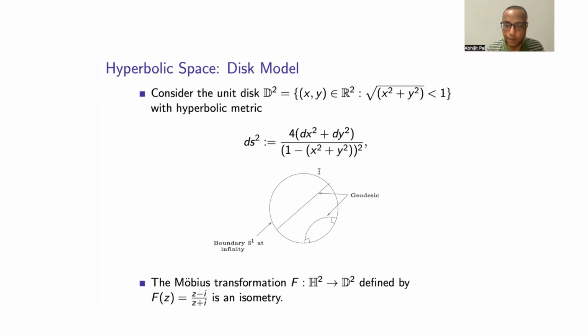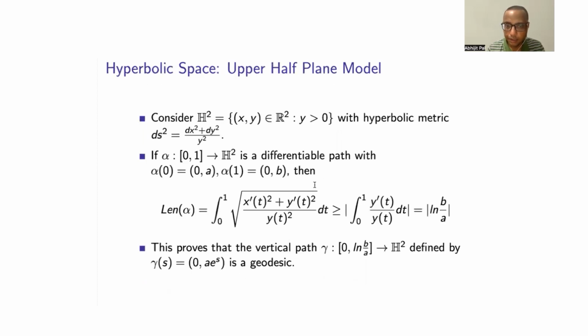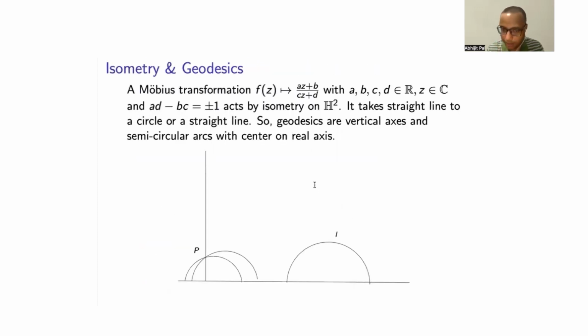Also note that the unit circle is at infinity in the unit disk, and in the upper half plane model, the line R union infinity is also at infinity. It is not at a finite distance from any point of the upper half plane.